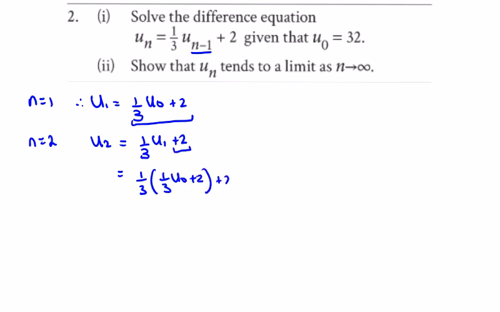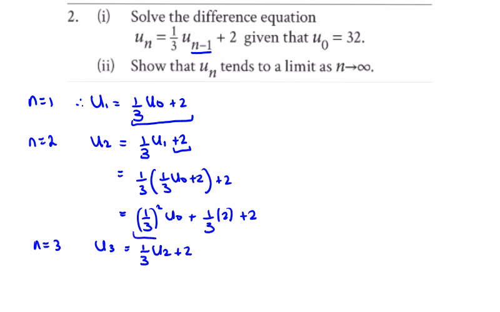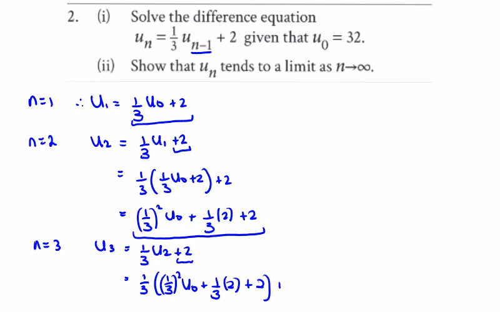Don't forget to bring in the other 2, which is a third squared by u0 plus a third by 2, multiplying out the brackets, plus 2. And when n is equal to 3, we'll be able to see the pattern to set up un. u3 is equal to a third of u2 plus 2. u2 being this whole expression, we get a third of a third squared times u0 plus a third times 2 plus 2, and obviously don't forget this 2 here.